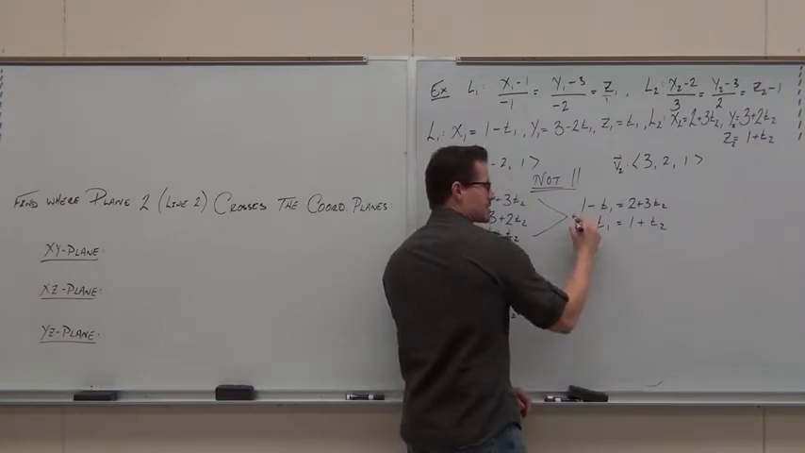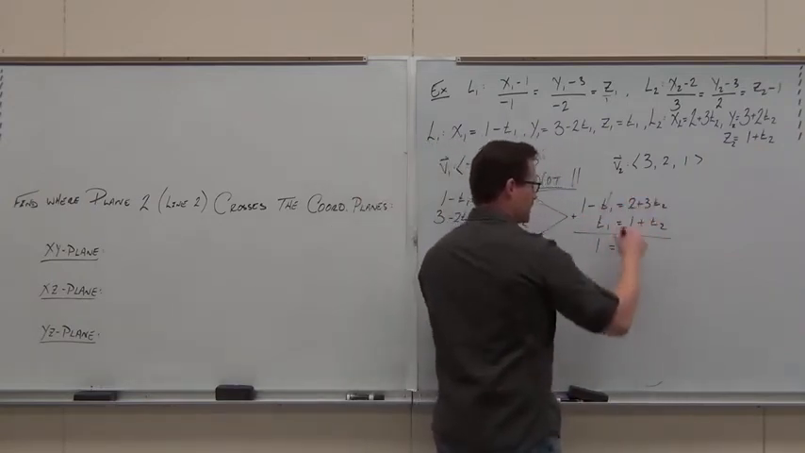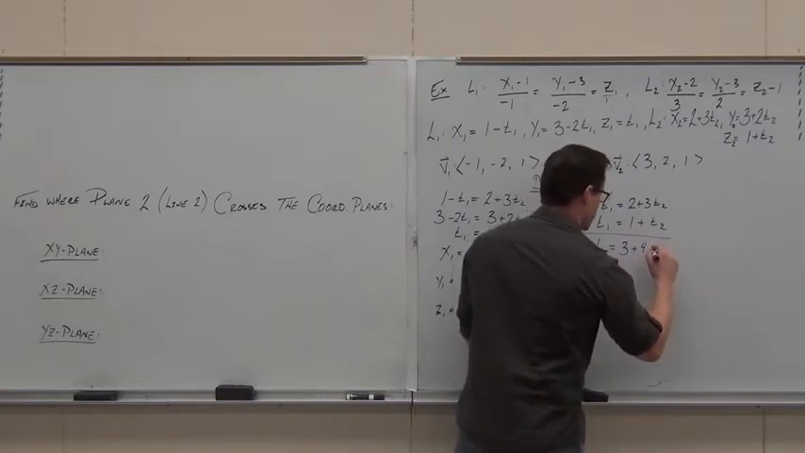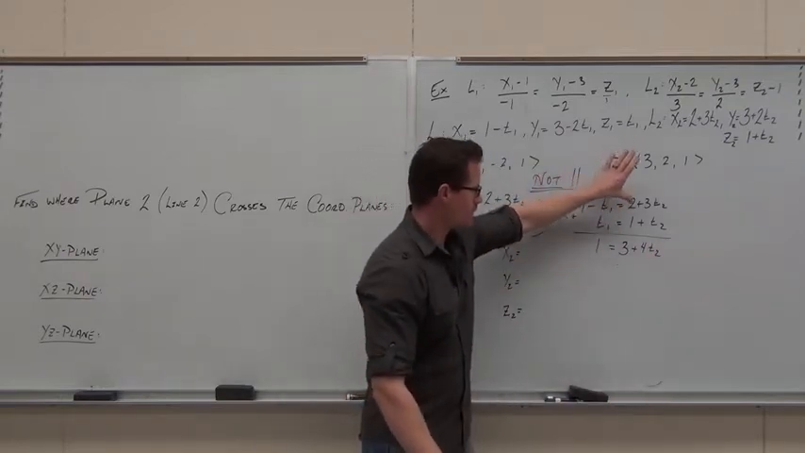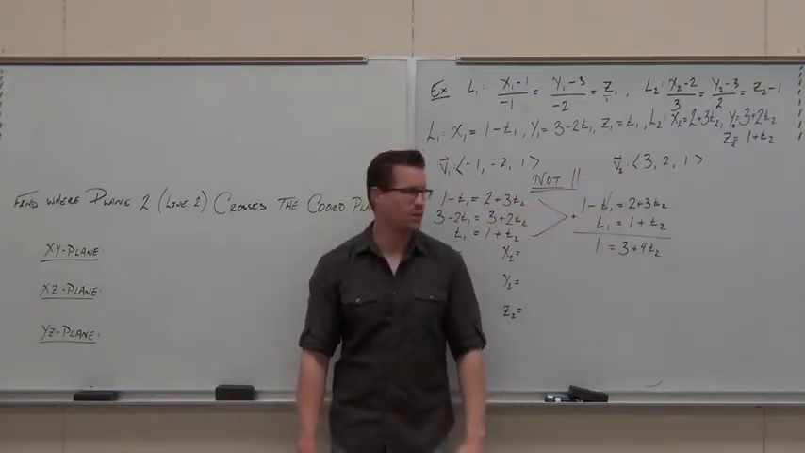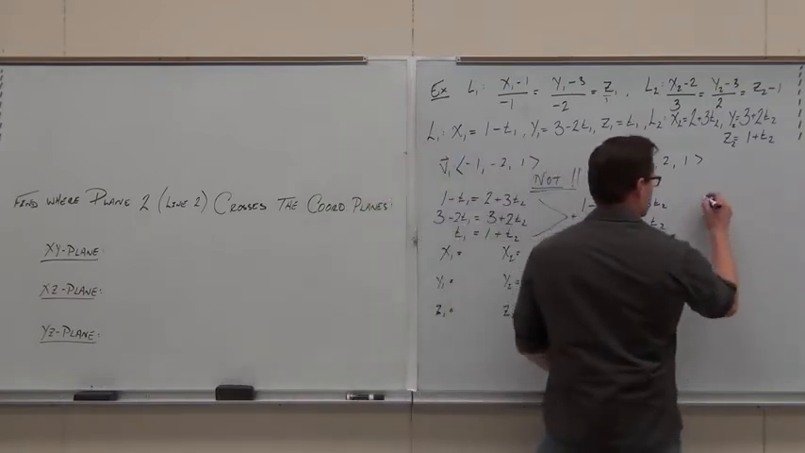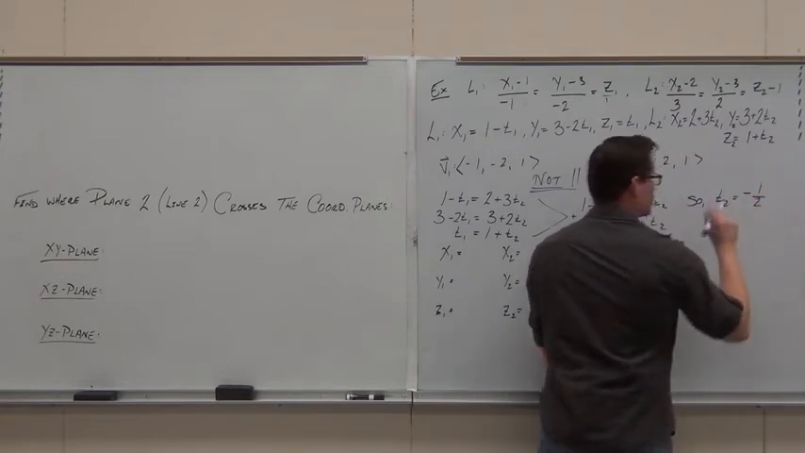If I add these and get my signs correct, add them together: 1, 0, 4, T2, and that 3. You guys all right with that one? What am I going to get when I solve for T2? Negative 1 half.